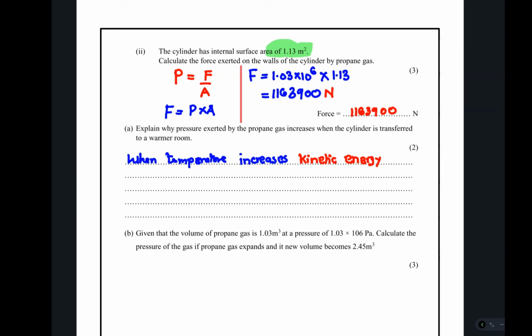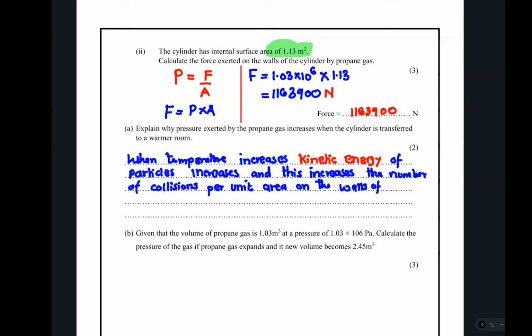So there are other factors that can increase pressure in gases, of course. We can talk of reducing volume, which increases the number of collisions, because there is a smaller area over which these particles move. And you can also get questions like that. So if you cool a gas, the kinetic energy decreases and also pressure decreases.